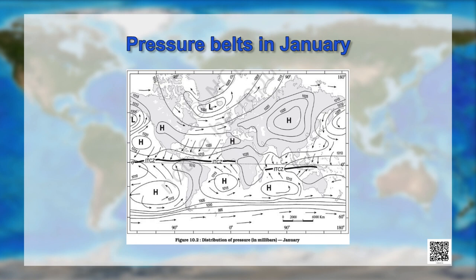Similarly, distribution of continents and oceans have a marked influence over the distribution of pressure. In winter, the continents are cooler than the oceans and tend to develop high pressure centers, whereas in summer, they are relatively warmer and develop low pressure. It is just the reverse with the oceans.